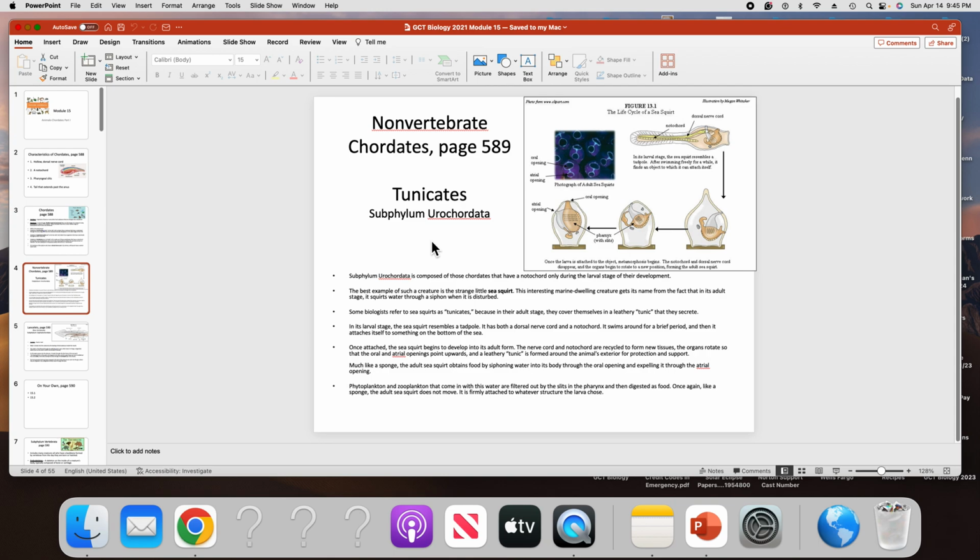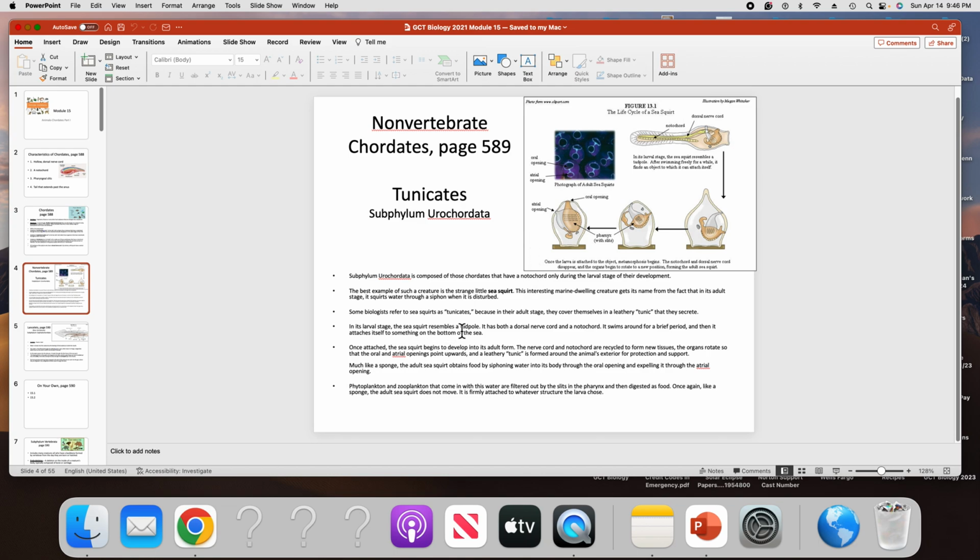So let's look at our first category. We have non-vertebrate chordates, and this is going to include the tunicates, which includes the subphylum Urochordata. So this is composed of chordates that have a notochord only during the larval stage of their development. The best example of this is the strange little sea squirt. This interesting marine-dwelling creature gets its name from the fact that in its adult stage, it squirts water through a siphon when it's disturbed. So sort of as a surprise, it will respond with squirting.